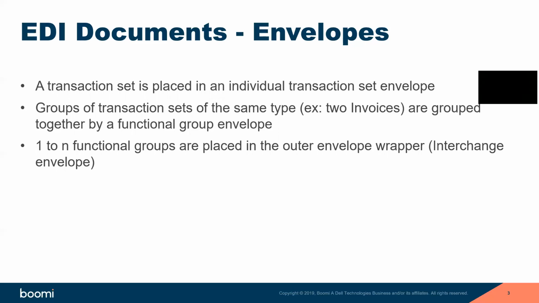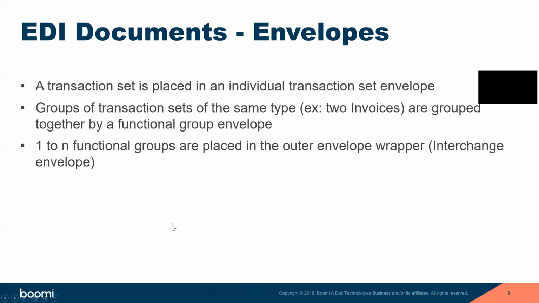So let's say I have two invoices. So let's say I have a group of transaction sets of the same type, so two of them. They're grouped together by a functional group envelope. So let's say I have two invoices and maybe a purchase order. Those are going to be grouped together by that type. And then all of those functional groups, 1 to n, are going to be placed in this outer envelope wrapper called your interchange envelope.